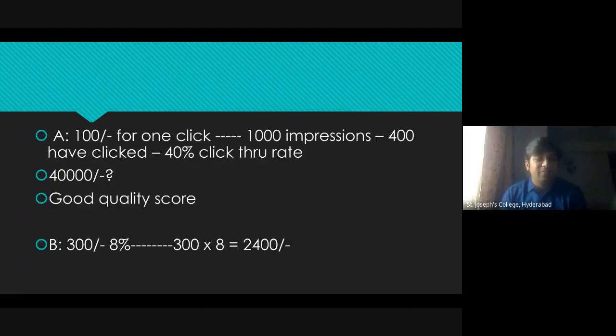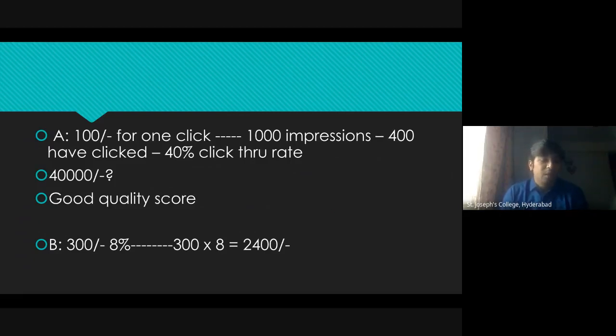Two examples are given here. Company A campaign, 100 rupees for one click, 1000 impressions, 400 have clicked. So the CTR, click through rate, is 40%. So should the company pay 40,000? No. If it's bid based and there's a good quality score, it might come down to 35,000, 30,000, 25,000 if the company has a really good quality score.